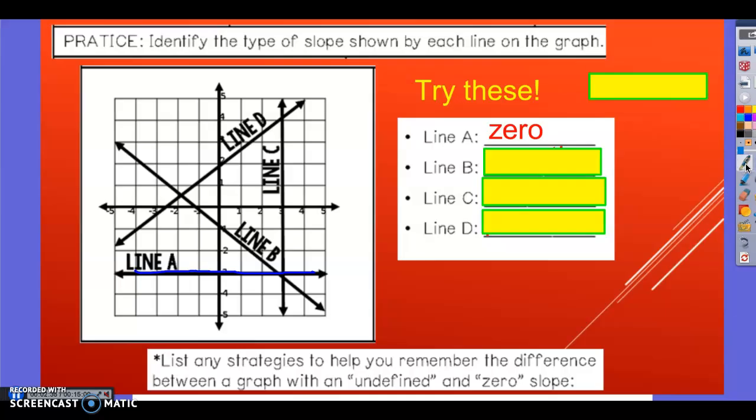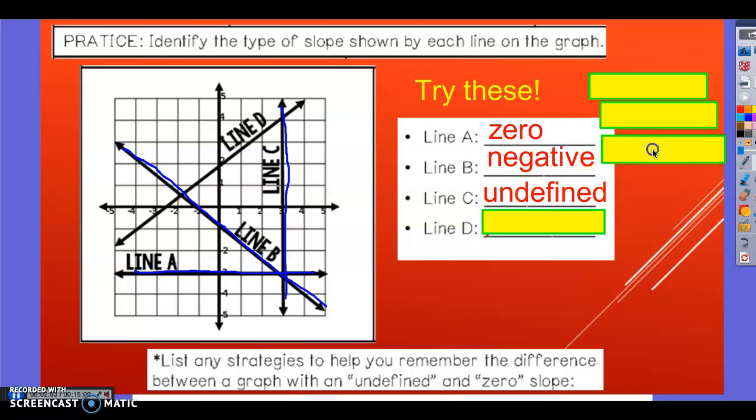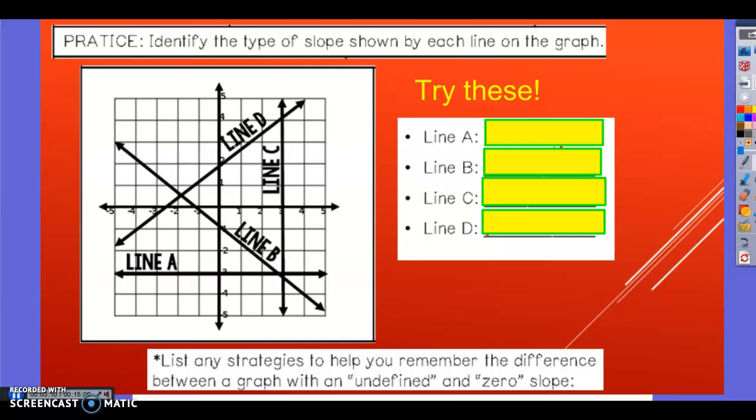If you look at line B, he's going downhill from left to right. He likes that. So that would be nice, negative. If you were Slope Dude on line C, you would be falling off the cliff and you would be saying that worst curse word in math, which is undefined. And finally, if you look at line D, from left to right, you're going uphill, and so you got to work hard. So that would be your puff, puff, positive. So that's how we determine if our slopes are positive, negative, zero, or undefined.